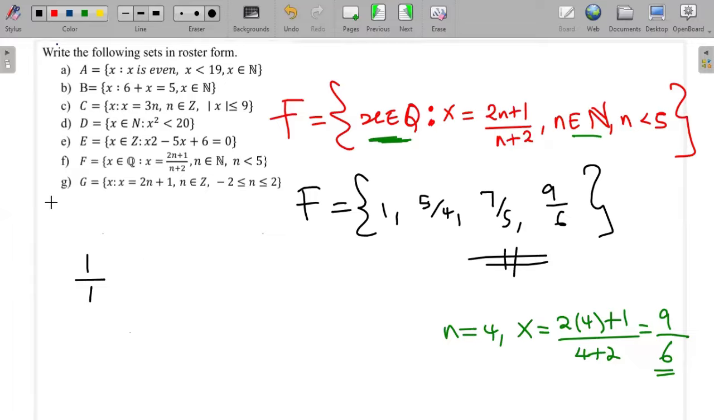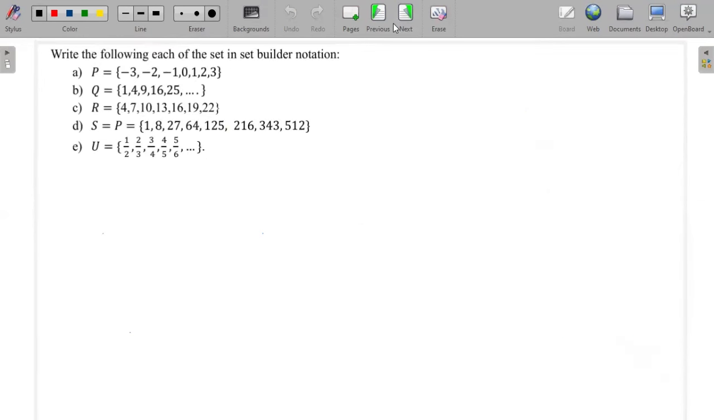Okay, so I'll leave this last one, G. You can do it in your own time, and then share your solutions with me, and I'll take a look at them to see if you're doing the correct thing. All right, so I'll move to the next part now.